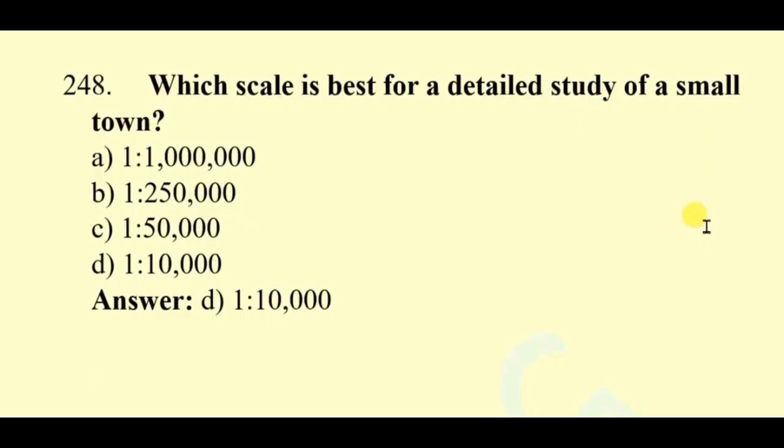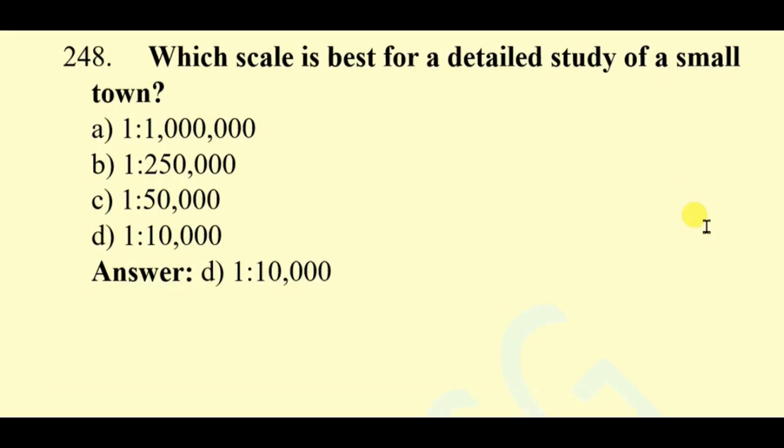Question 248. Which scale is best for a detailed study of a small town? 1 is to 10 lakh, 1 is to 2.5 lakh, 1 is to 50,000, 1 is to 10,000. Of course, 1 is to 10,000 because it is a large scale. When the scale is large, there will be more details.